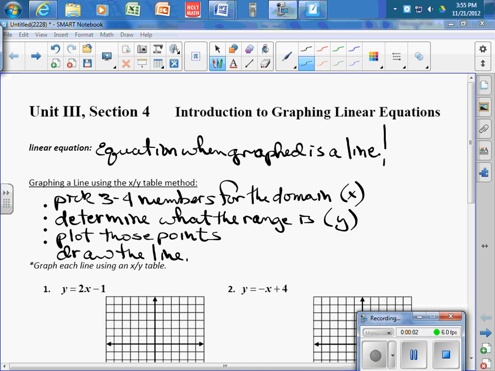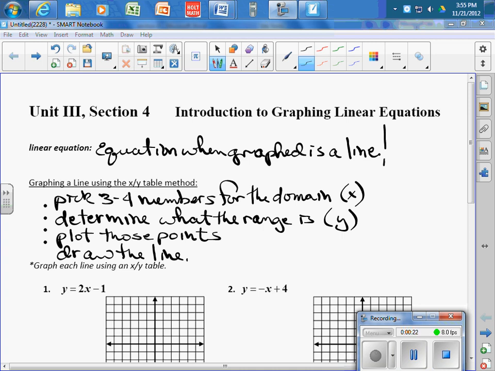Here's an introduction to graphing linear equations. Well, what is a linear equation? Again, we talked about that a couple of times ago. An equation, when graphed, is a line. So make sure that when you do graph them, you do get a line, because if you don't, then you'll know you've done something wrong.